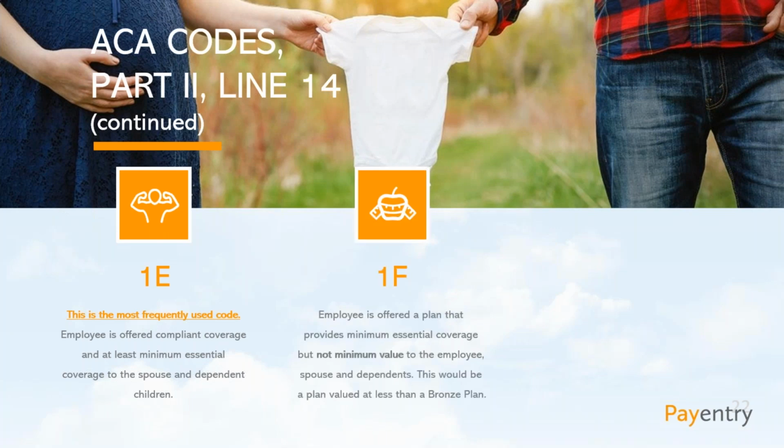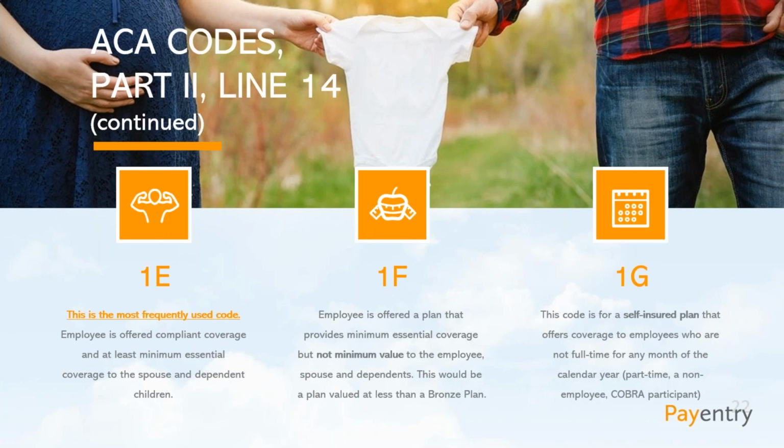1F is if you're offering a plan that provides minimum essential coverage, but not minimum value, to the employee, spouse, and dependents. And this would be a plan that is valued at less than a bronze plan. Now, when you go out and shop for insurance, whether it's through a broker or online, you're going to see a bronze, a silver, a gold, and a platinum plan. If it ranks under a bronze plan, then it's not compliant.